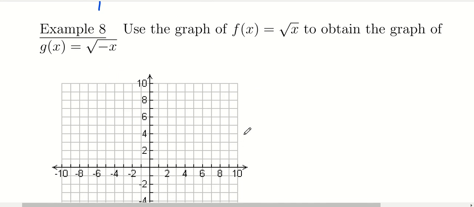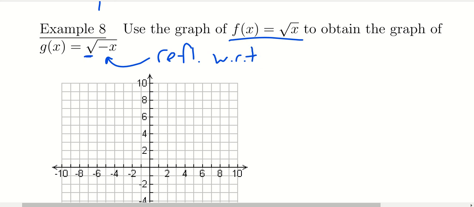Let's take a look at example 8. We want to use the graph of the square root of x to graph the square root of negative x. We look at the graph of g. Obviously, we see the radical, so we know that the parent function is going to be the square root of x. Having that multiplication by a -1 on the inside, that's what's going to create the reflection with respect to the y-axis.